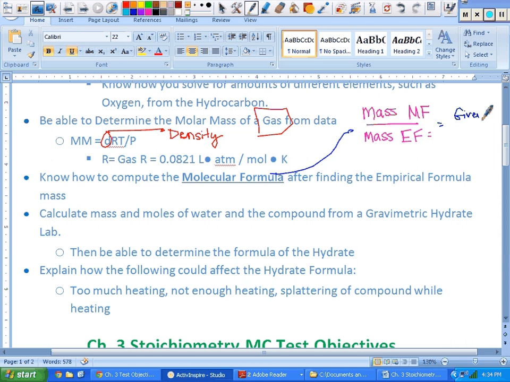Once you find that number, do you circle that and say, here's my answer? What do you do with that whole number? Multiply it to the subscripts. Multiply it to the subscripts.